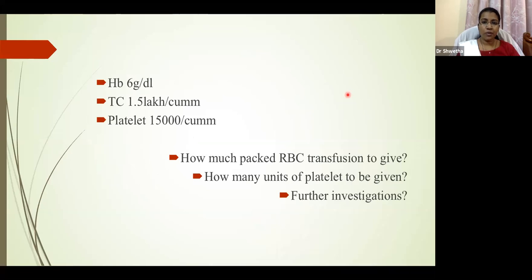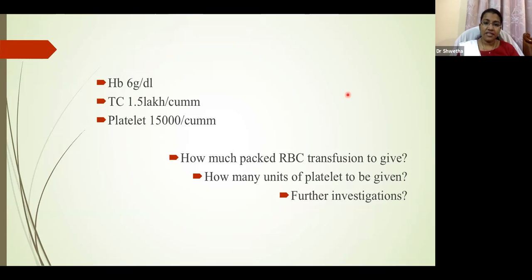Baseline counts show a hemoglobin of 6, total count of 1.5 lakhs, and a platelet count of 15,000. So this patient has anemia. How much packed RBC transfusion should we give? How many units of platelets should we give? And what further investigation should be sent?